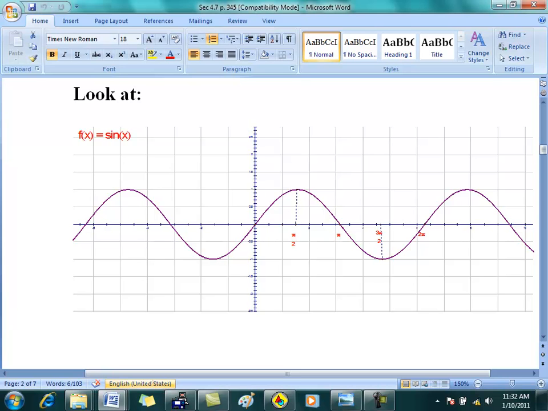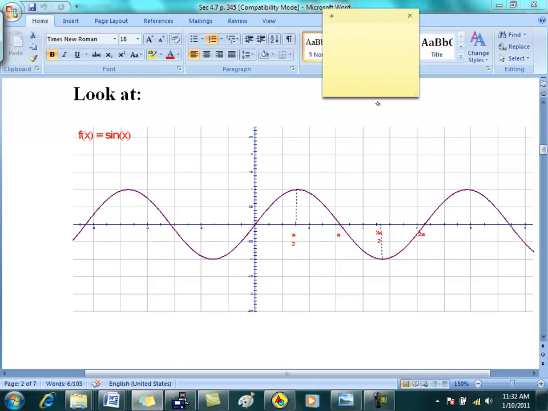Exactly. If you were to draw a horizontal line on this graph here, how many places is it going to cut the graph? Many, many places. So theoretically speaking, if you want to look at this graph, there is no inverse. But we can fix that. Take a look at the graph between minus pi over 2 and plus pi over 2.